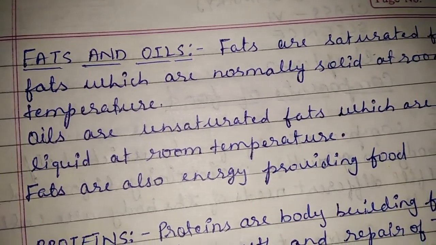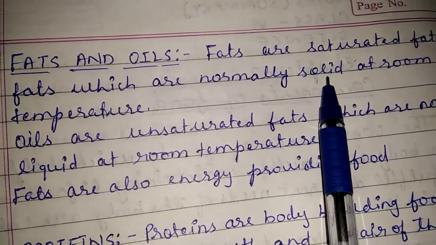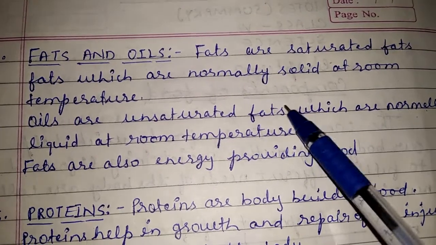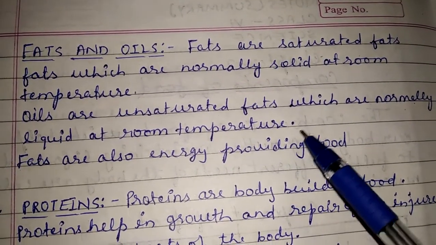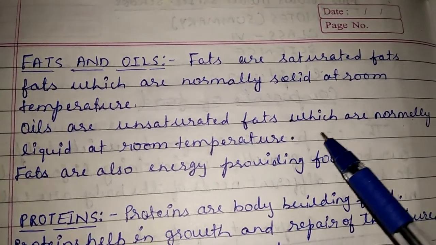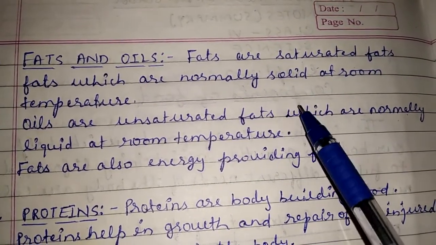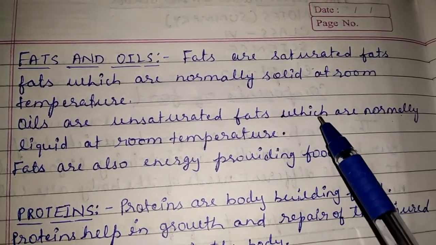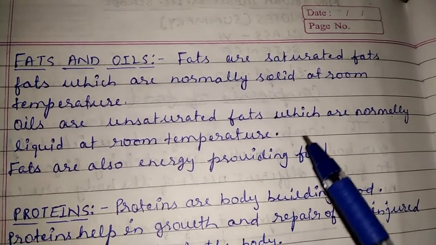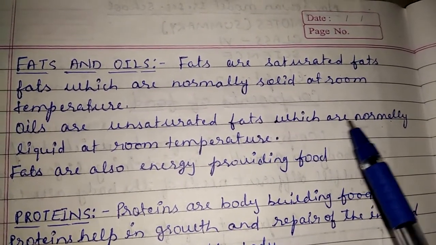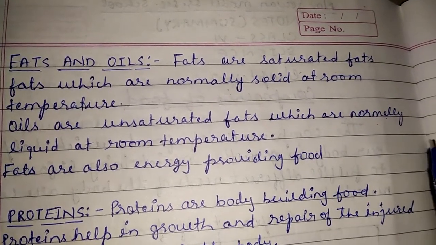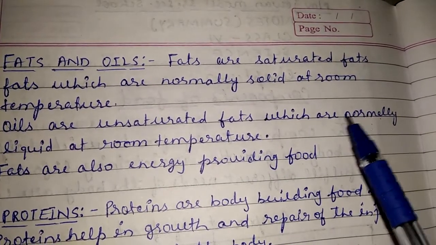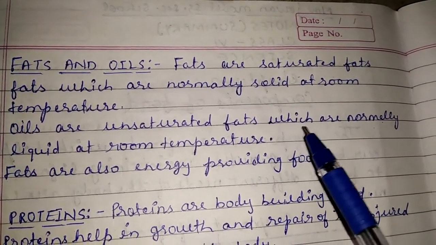Today we are going to discuss fats and oils. Actually, fats and oils are almost similar substances. Together we term them as fats. Fats are saturated and are normally solid at room temperature, and oils are unsaturated fats, which are normally liquid at room temperature.